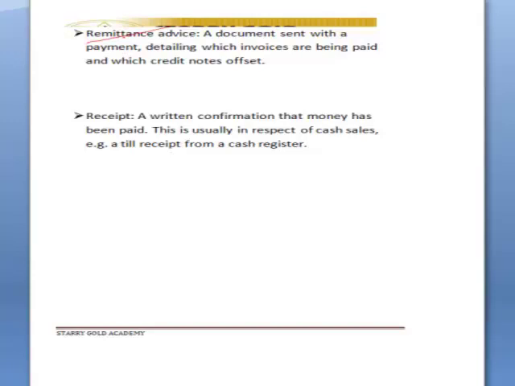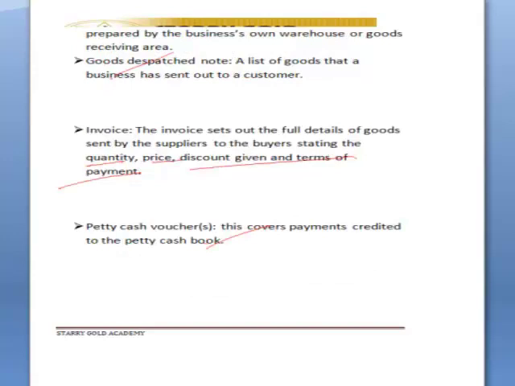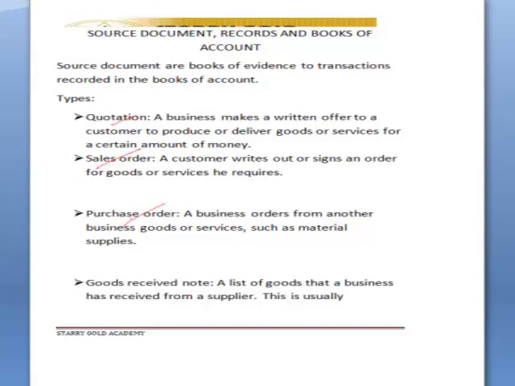They are books of evidence. Once again, receipt is one of them. Remittance advice is one of them. Debit note, credit note, statement of account, petty cash voucher, invoice, goods dispatch note, goods received note, purchase order, sales order, then quotations. These are what we call source documents.